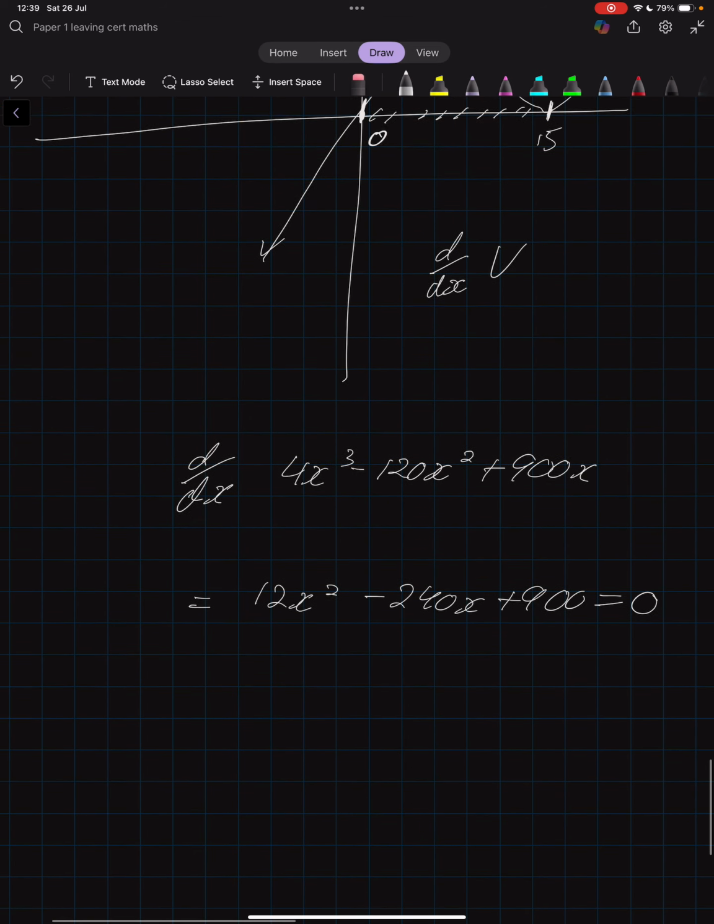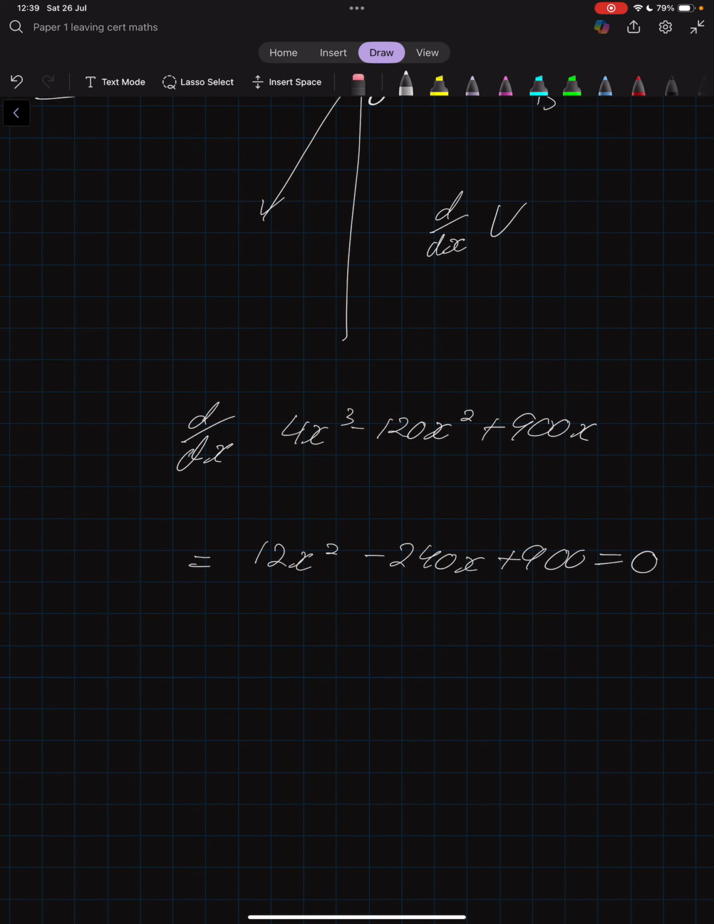So I want to know, when is this thing equal to 0? And I solve this equation. So I think I can divide by 12. Yes, I can. So if I divide by 12, I get x squared minus 20x.